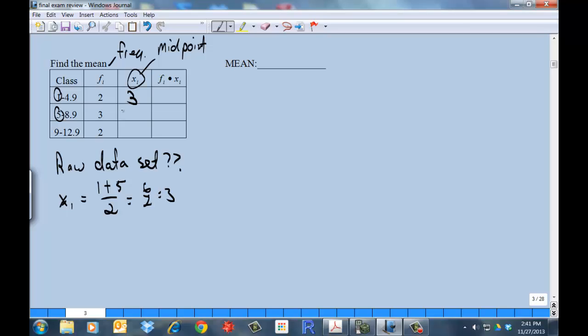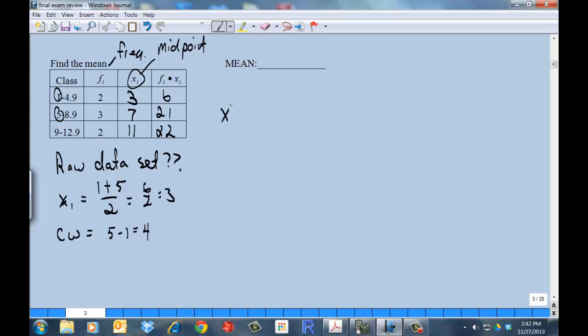And then at this point, the easiest way to get the next midpoint is to just add the class width, which is 4. So remember, the class width is the difference between consecutive lower class limits. So 5 minus 1, so the class width is 4. So 3 plus 4 is 7, and then 7 plus 4 is 11. And now we're going to get the last column over here, fi times xi. So 2 times 3 is 6, 3 times 7 is 21, 2 times 11 is 22.